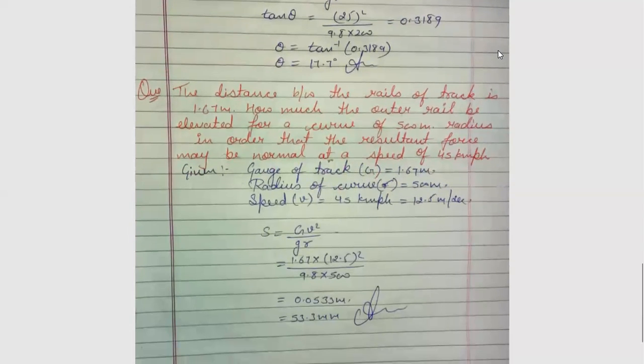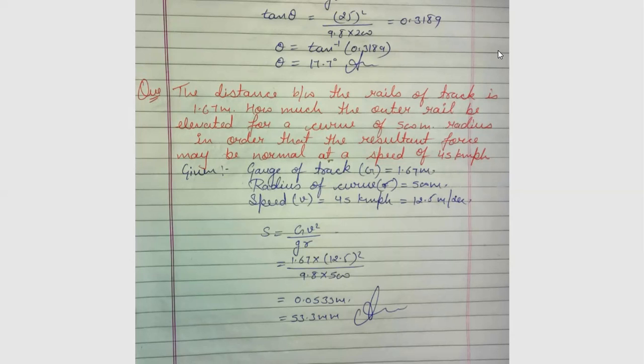The next question says: the distance between the rails of a track is 1.67 meter. How much should the outer rail be elevated for a curve of 500 meter radius in order that the resultant force may be normal at a speed of 45 kmph?